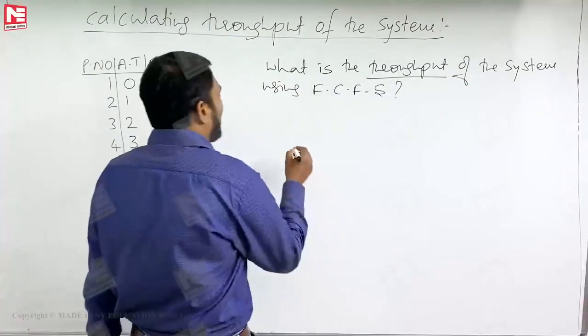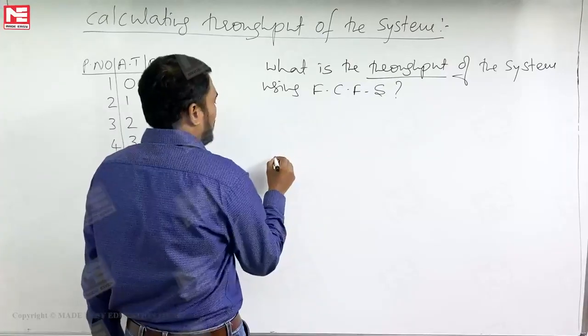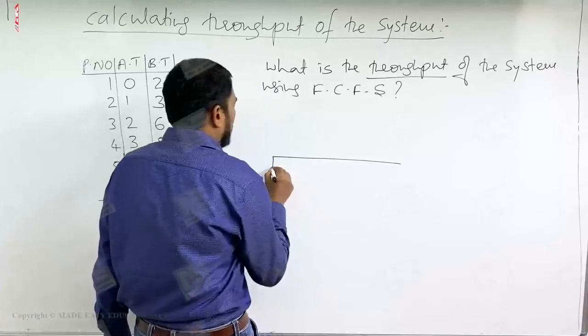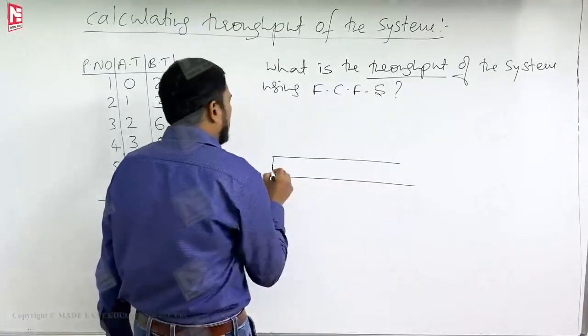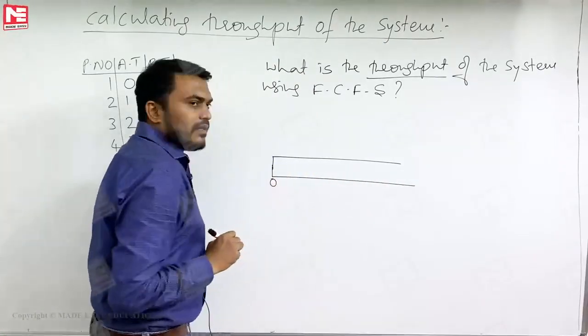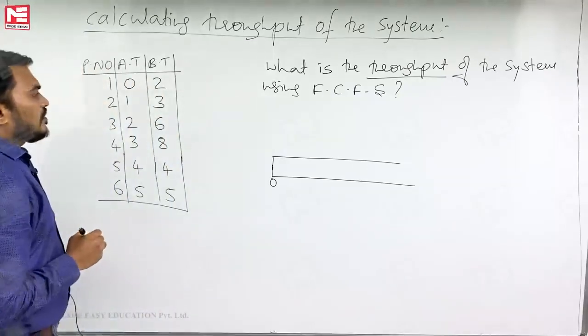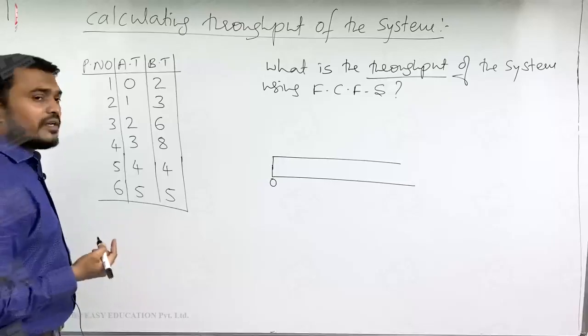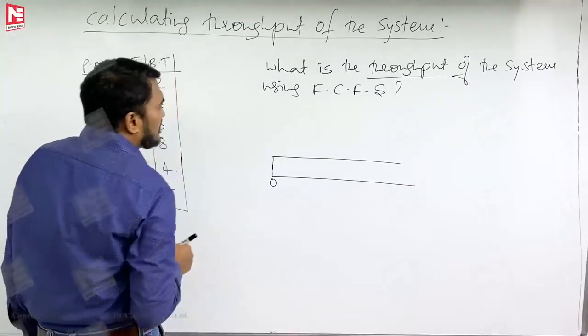So let's see how you are solving, and how I am going to solve. Listen here. Throughput of the system using FCFS. First draw the Gantt chart. Don't worry about what is being asked and all that, first draw the Gantt chart. Remember it's just first come first serve, so I am drawing the Gantt chart using first come first serve. Time always starts at 0.